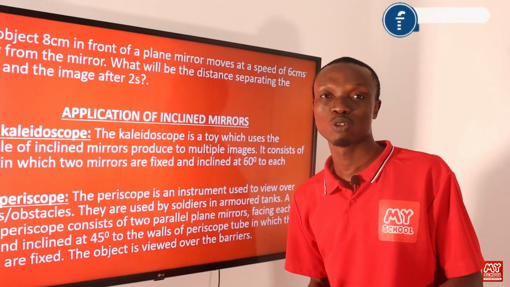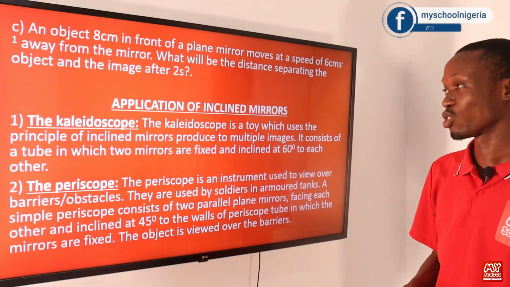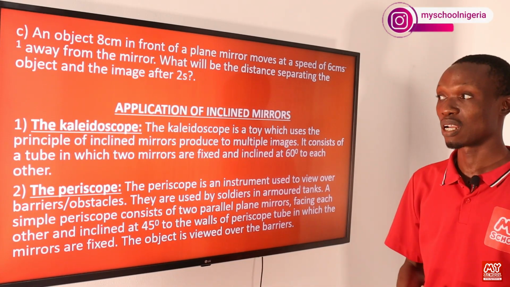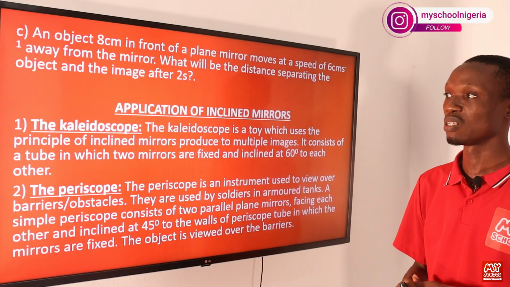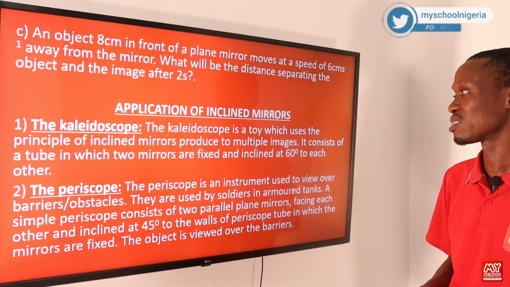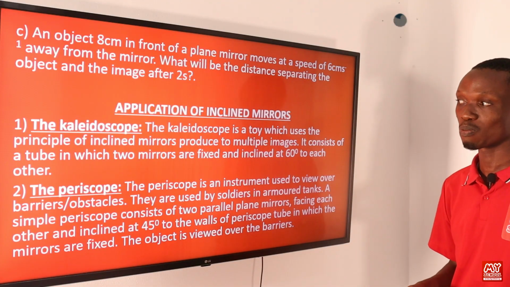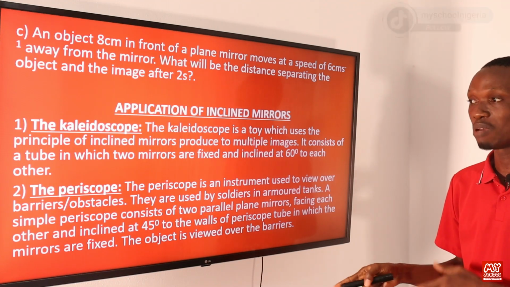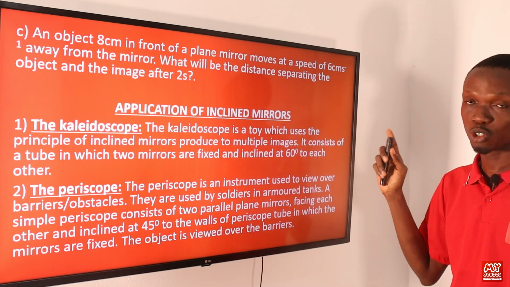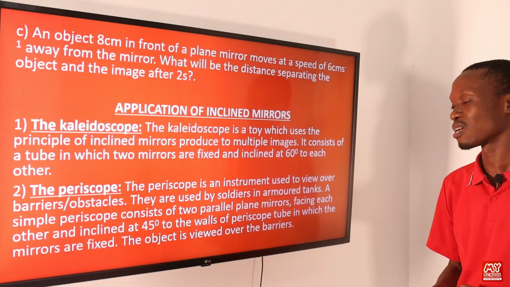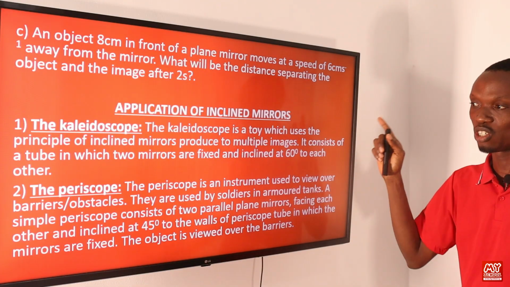So here we are going to be talking about the application of inclined mirrors, more or less like the uses of inclined mirrors. One of them is in your kaleidoscope. The kaleidoscope is a toy which uses the principle of inclined mirrors to produce multiple images. It consists of a tube in which two mirrors are fixed and inclined at 60 degrees to each other.